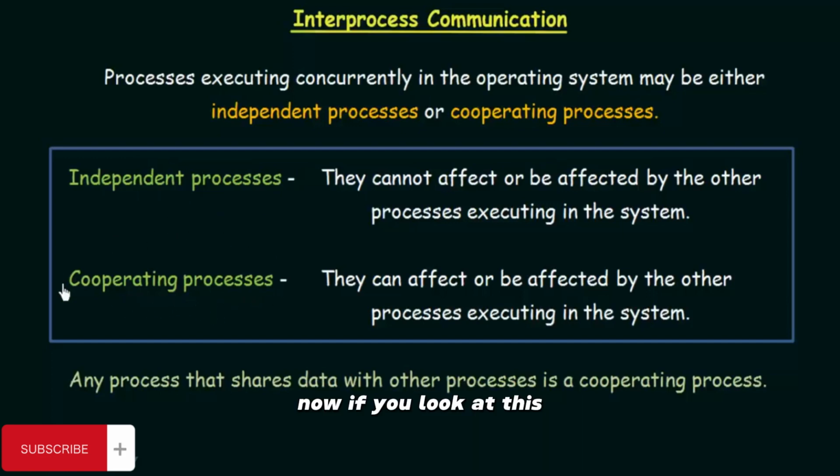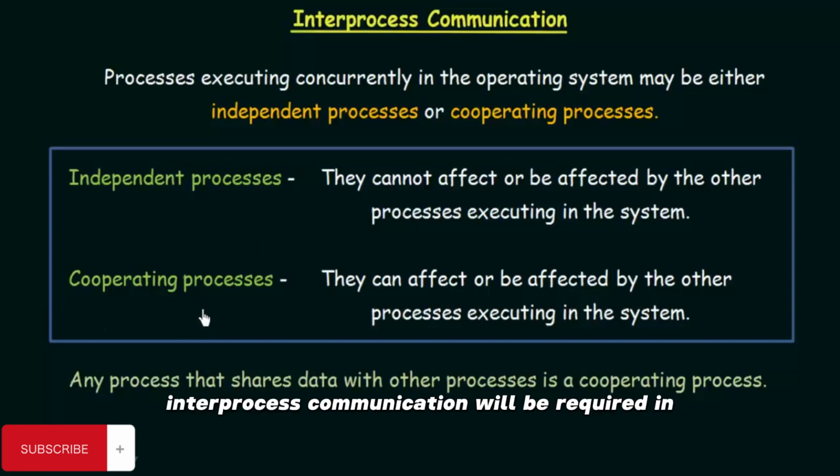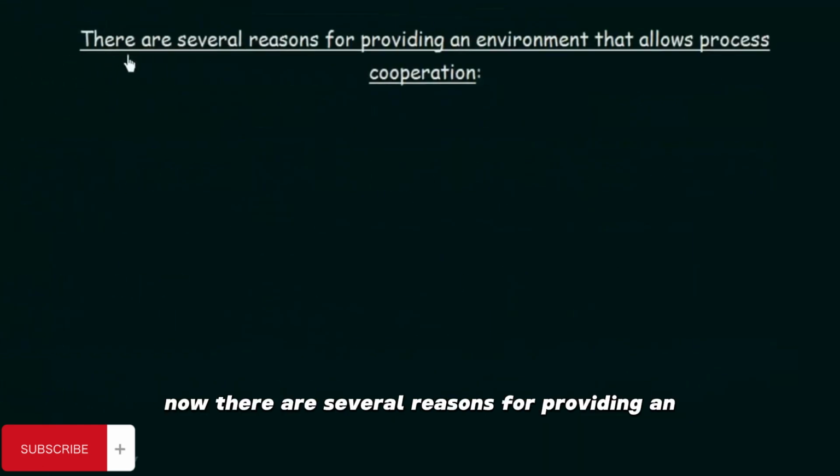Now if you look at this, we can see that interprocess communication will be required in cooperating processes, because cooperating processes are going to be affected by each other, and they may need to communicate with each other. So mostly in the case of cooperating processes, we are going to need interprocess communication. Now there are several reasons for providing an environment that allows process cooperation. We may have several reasons why we need to allow processes to cooperate with each other, and let's see what those are.